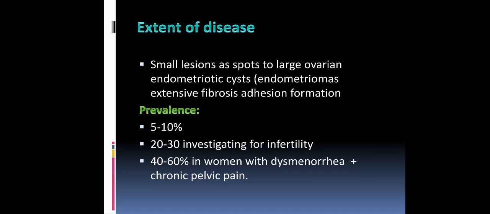Now, the extent of disease involves small lesions, as a spot, to a large ovarian endometriotic cyst. The endometriomas will be formed. Extensive fibrosis and adhesion formation will result from the presence of these endometriotic spots. It is present in 5 to 10% of people, and in 20 to 30% of those investigated for infertility, who would have underlying endometriosis as the pathophysiology of their infertility. 40 to 60% of patients who present with dysmenorrhea and chronic pelvic pain would have endometriosis.